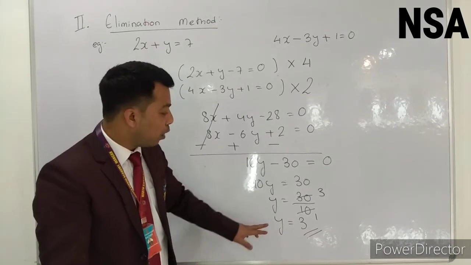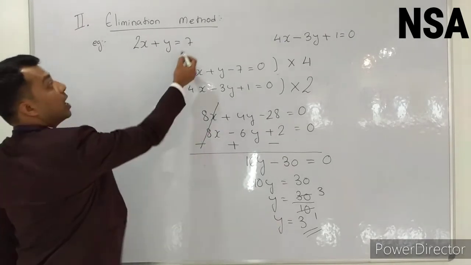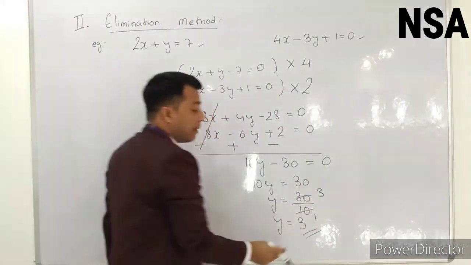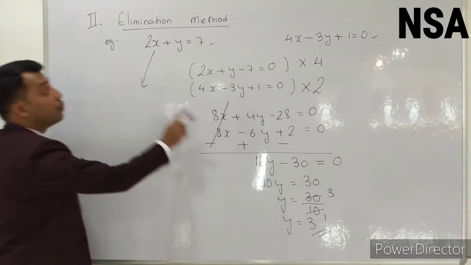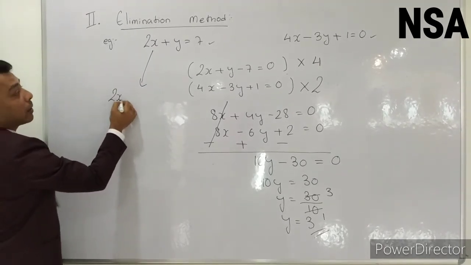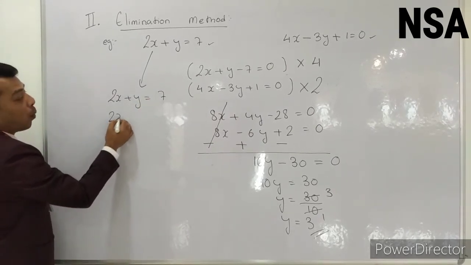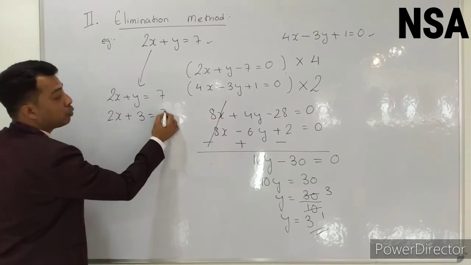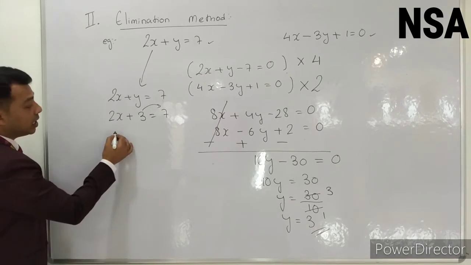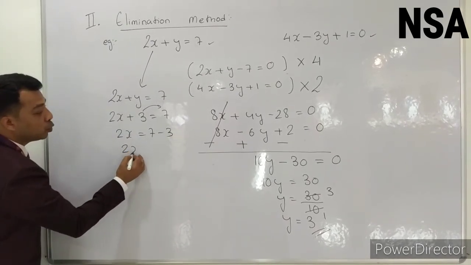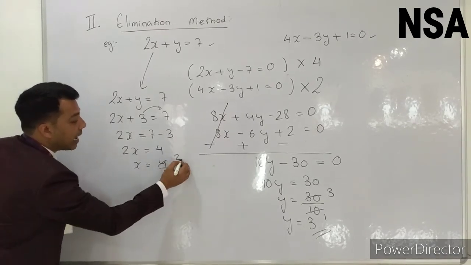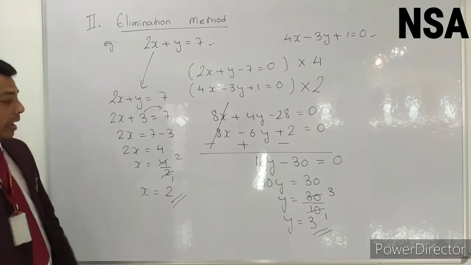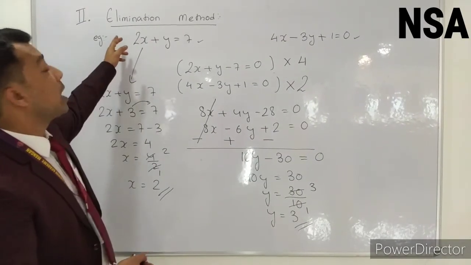Once you have found the value of a variable, you come back to any of the unchanged equations, either the first one or the second one, and put the value of that variable. I'm going to use the first equation. As I've already found the value of y, I'll put this value in the first equation, which is 2x plus y equals 7. Instead of y, I put 3, so 2x plus 3 equals 7. The 3 goes to the other side as a minus, so we have 2x equals 4. x equals 4 by 2. In the next step, you divide this out and you have the answers of the variables, x equals 2 and y equals 3. This way you can find the value of any variable by the elimination method.